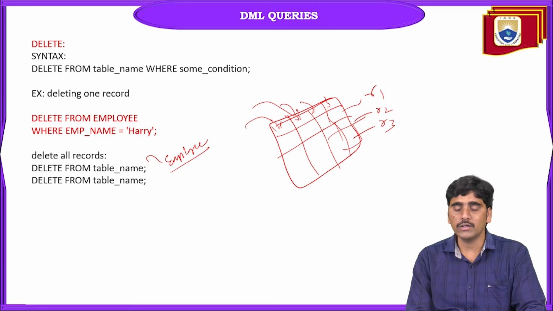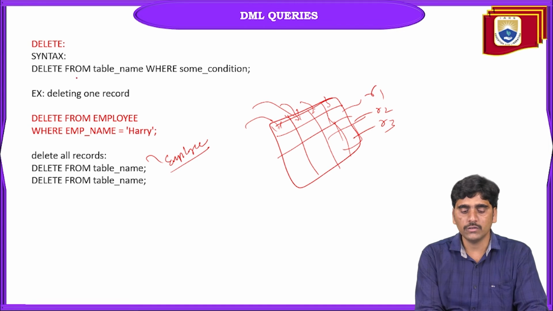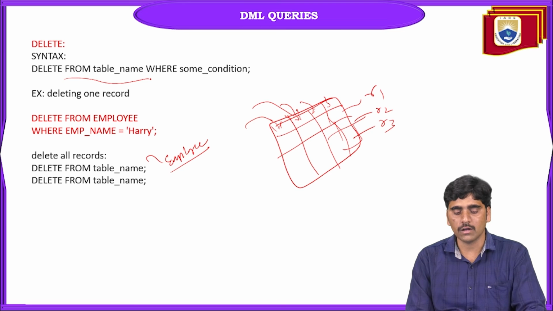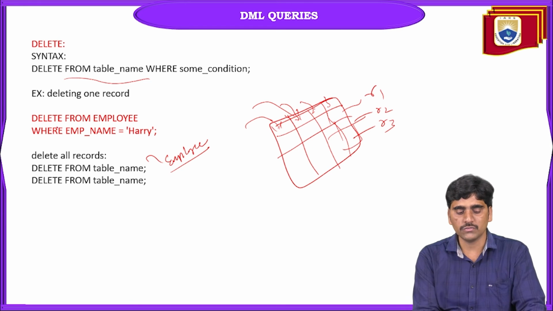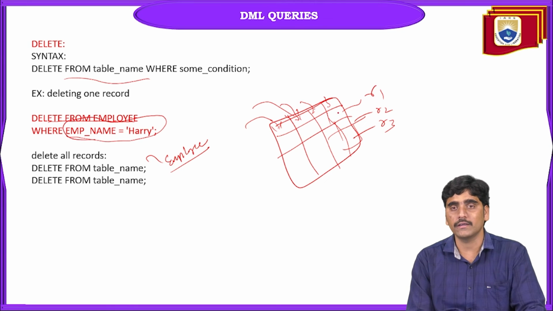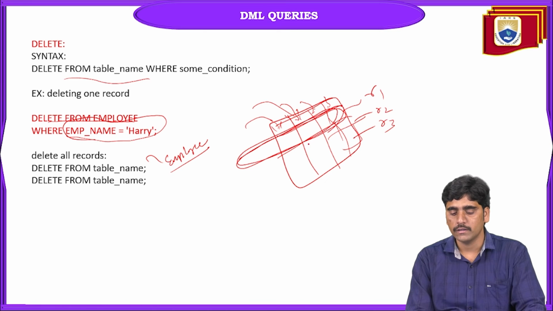But if you want to specify a particular record to be deleted, you can use a column with the where condition. So I just want to mention here: delete from employee where employee name equals Harry. I am going to delete where the employee name equals Harry, and that entire row will be deleted.